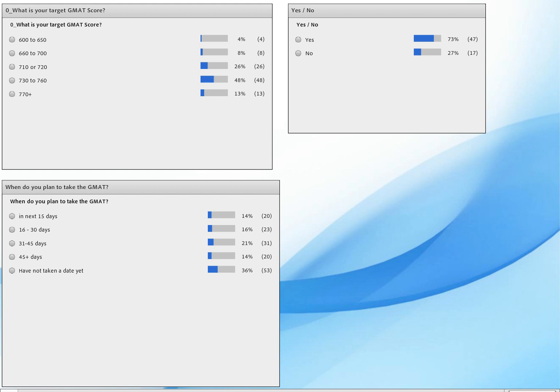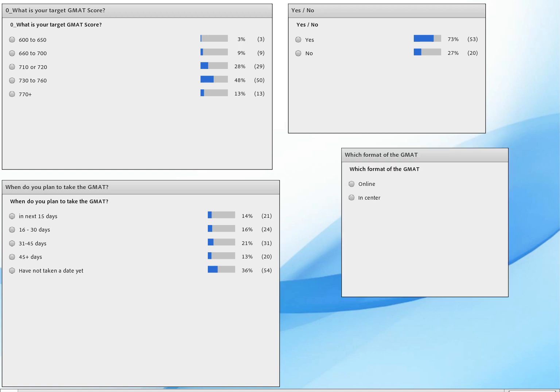Just one last question, and I should have had this poll, but I think it is a very pertinent question given the recent changes. How are you planning to take the GMAT? Which format essentially? I'm going to make it really short. The question really is, which format are you planning to take when you take the GMAT? Is it going to be online or in center?